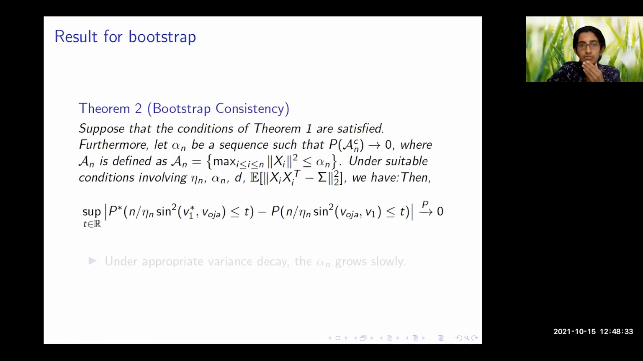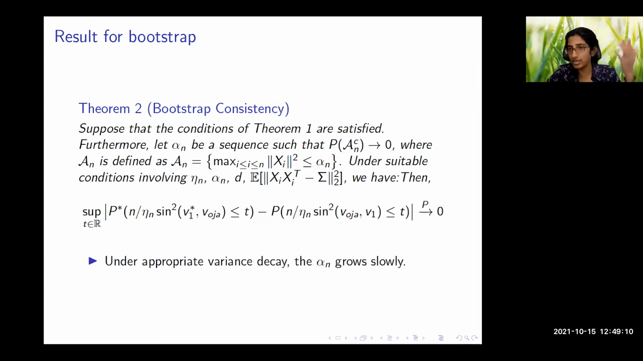Okay, all right, so this is bootstrap consistency, and again, it looks sort of not nice, but the idea is very simple. All my assumptions from the previous theorem have to go through, and here there is a lot going on. All that's saying is I need the norms to behave well. So the probability that the largest norm is growing too quickly with N, that's going to 0. And again, that gets satisfied under appropriate variance decay, similar to the first theorem.